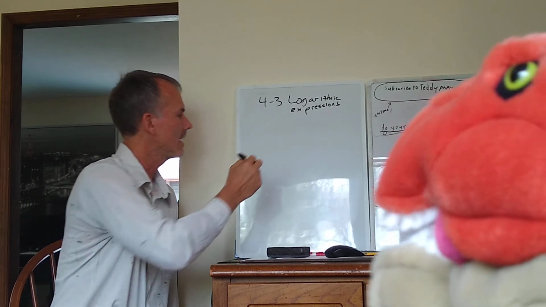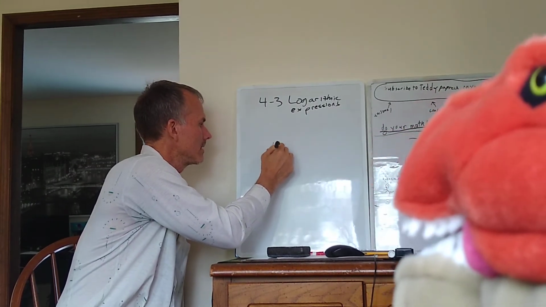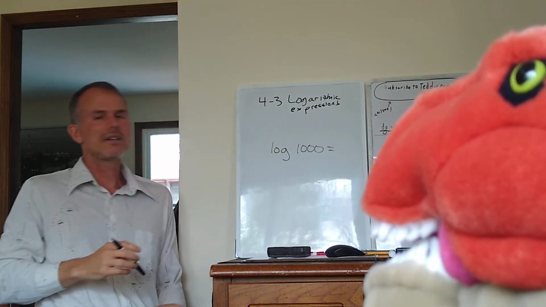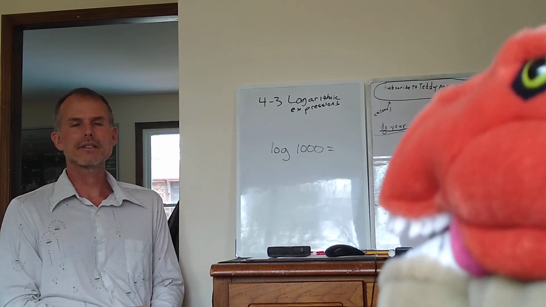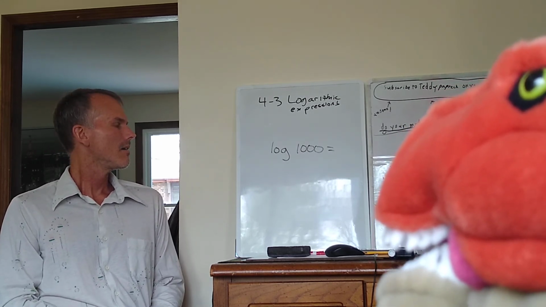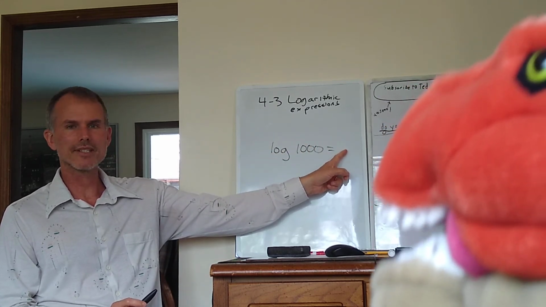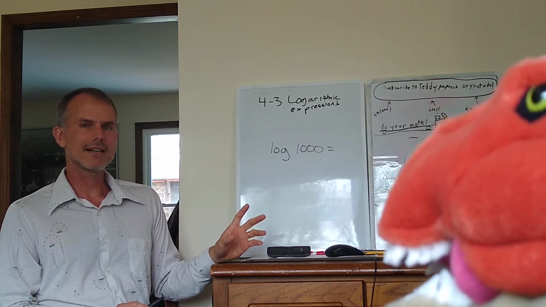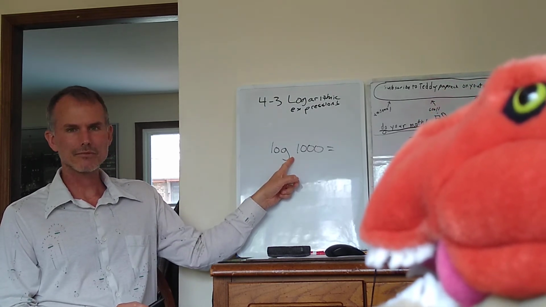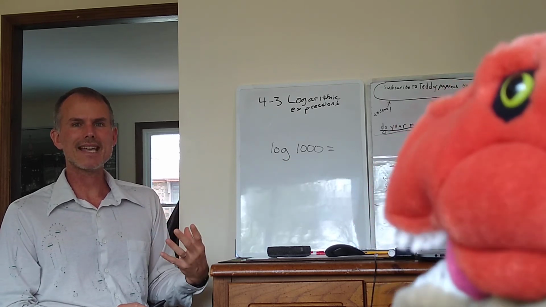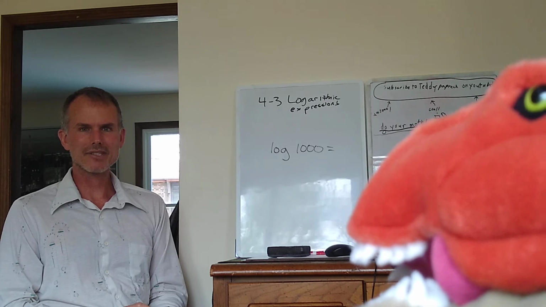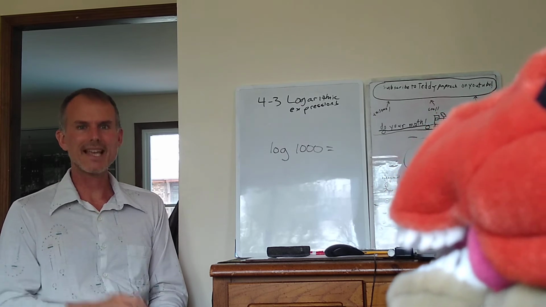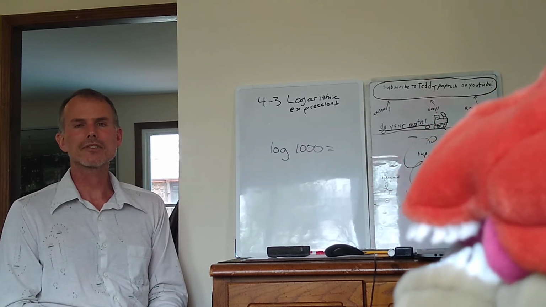Let's do this. I'm going to write log of 1,000 equals. Now, what appears to be missing in this expression? Well, obviously the exponent is missing, but there's also no visible base. So let's talk about that. If there is no base written, then it is base 10. A logarithm with base 10 is called a common logarithm. I'll say that again. A log with base 10 is called a common logarithm. That's just what they're called.